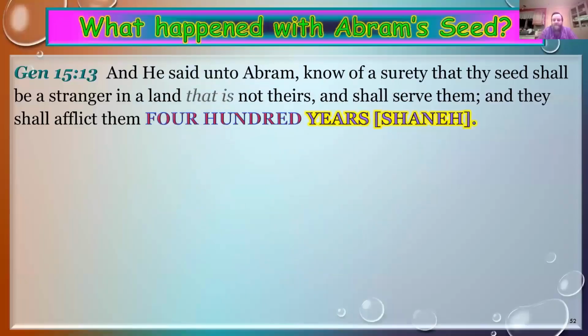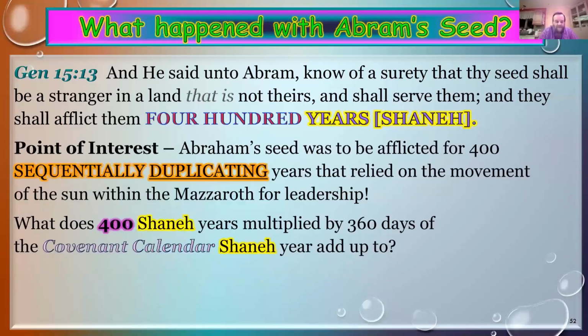What happened with Abram's seed? And he said unto Abram, know of a surety that thy seed shall be a stranger in a land that is not theirs, and shall serve them, and they shall afflict them 400 Shaneh years. Note, there is no possibility of a lunar year during this time frame. They were all Tequfah to Tequfah years, 360 days at this time. Point of interest, Abraham's seed was to be afflicted for 400 sequentially duplicating years that relied on the movement of the sun within the Mazzaroth for leadership.